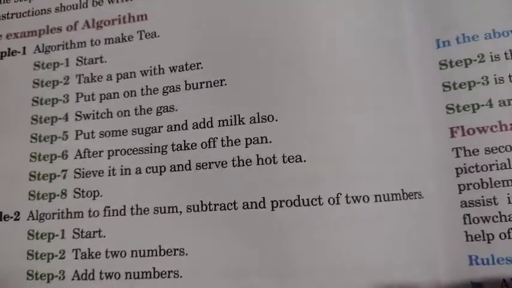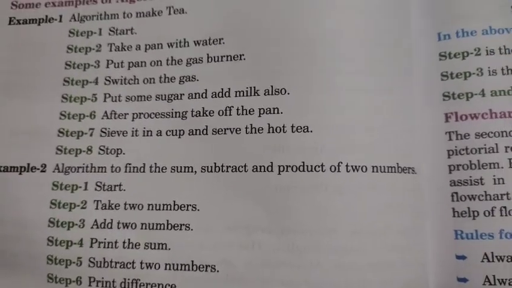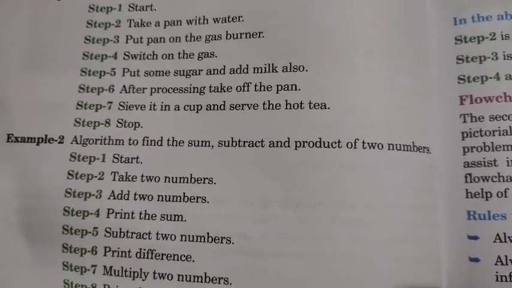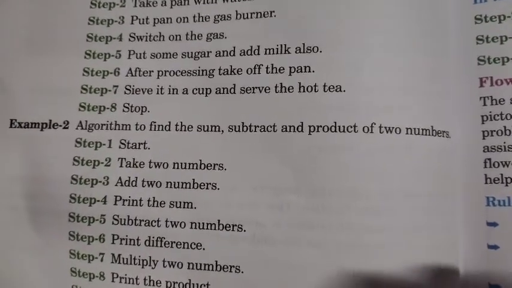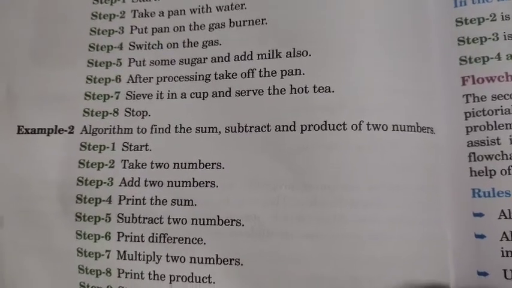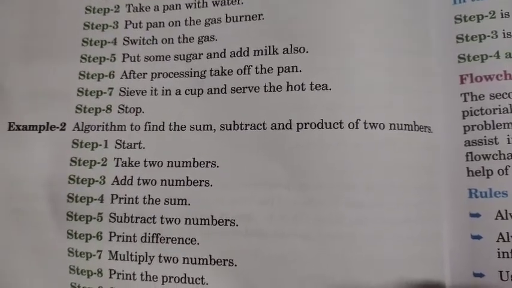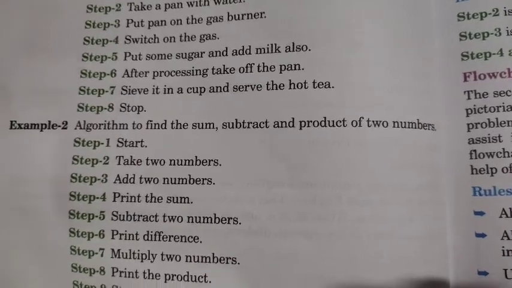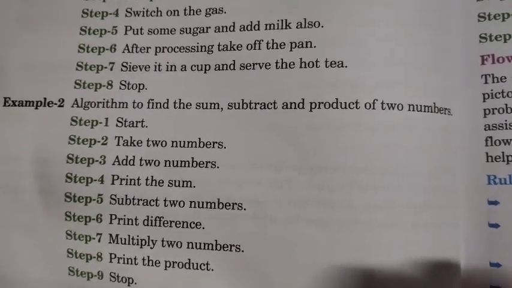Algorithm to find the sum, subtract and the product of two numbers. I already told you what the step number 1 must be. Step number 1 must be start. Step number 2, take two numbers. We took the two numbers. Step number 3, add the two numbers.